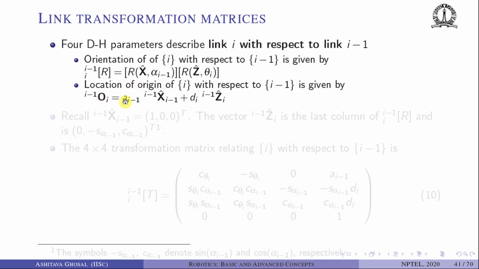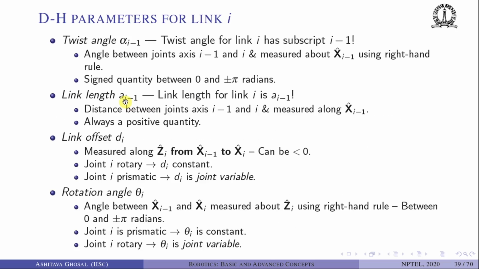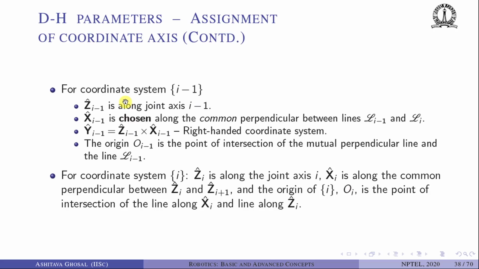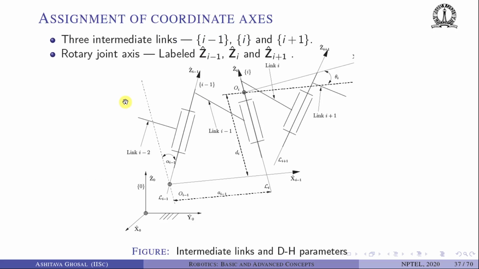So let's quickly go back and see the picture to convince ourselves. This is the link i, this is link i-1. How do I go from the origin of link i-1 to the origin of link i? I have to go along x_{i-1} by a_{i-1} and then d_i along z_i. So this vector, this plus this.